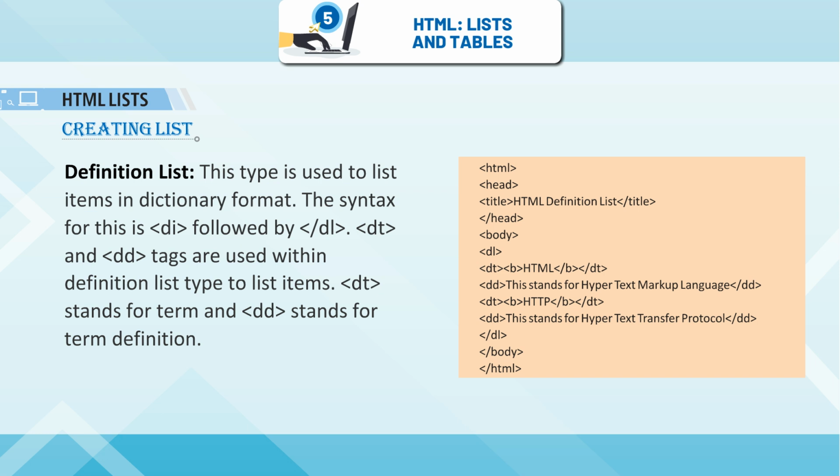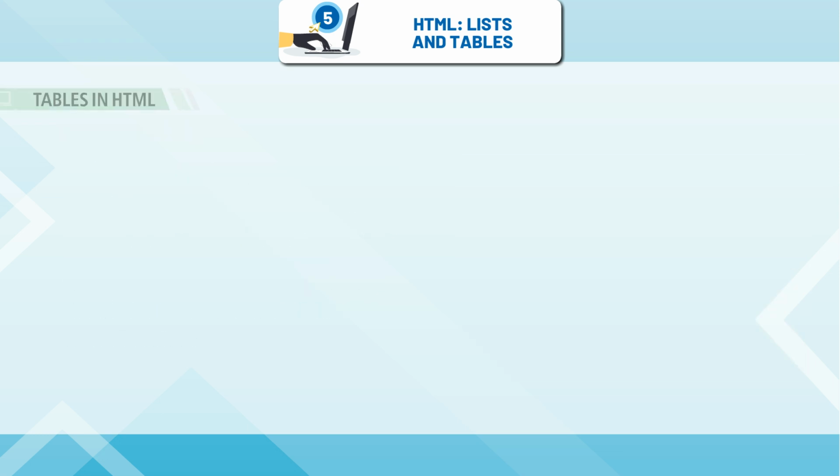Definition list. This type is used to list items in dictionary format. The syntax for this is DL followed by /DL. DT and DD tags are used within the definition list type to list items. DT stands for term and DD stands for term definition.